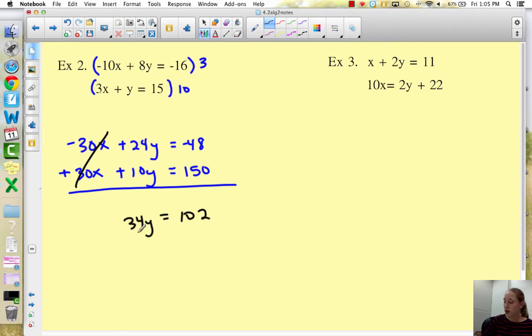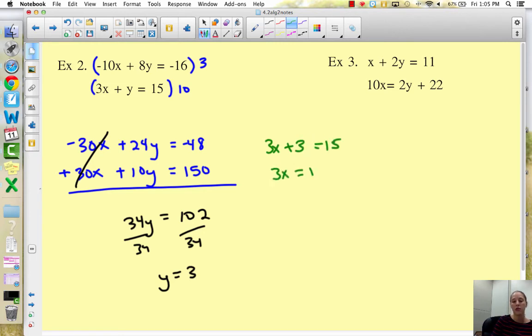Okay. And now I can go ahead and divide both sides by 34. And when you do that, you get that y is equal to 3. So there's my y value. Now I can go ahead and plug my y value into one of these equations. I'm going to pick the second one this time. So we have 3x plus 3, because that's my y, equals 15. And I'm going to go ahead and solve for x. So 3x equals 12. Divide by 3, you get x equals 4. So I have my x, I have my y. So my answer, my ordered pair, is 4, 3.